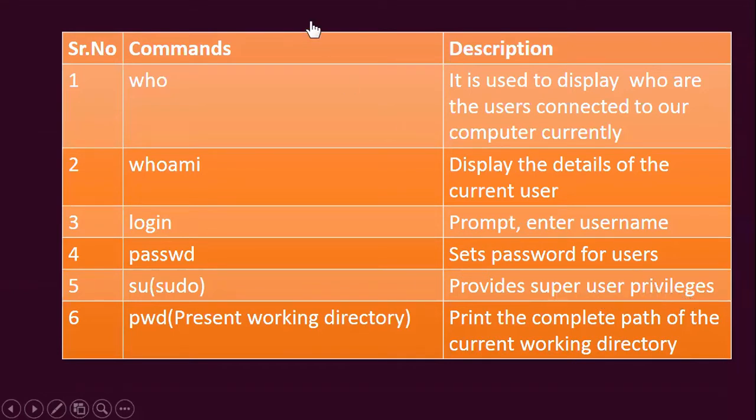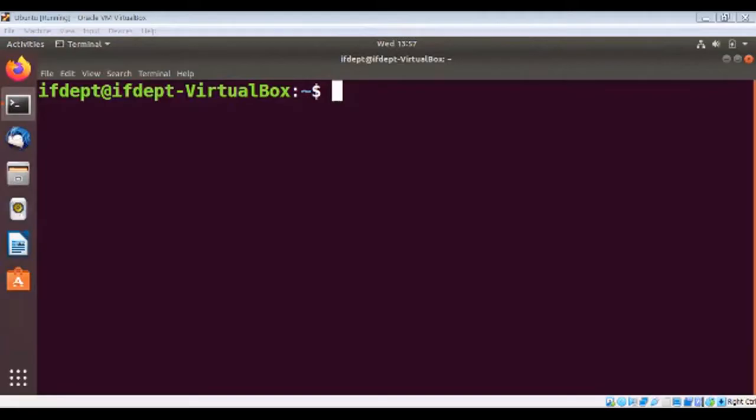See, what happens in Linux is that the administrator is known as the root. Okay, so to get access of the root, we have to write sudo here. Okay, then last is the present working directory, which will show you where you are currently working. Okay, so these are the 6 commands that we will be seeing today.